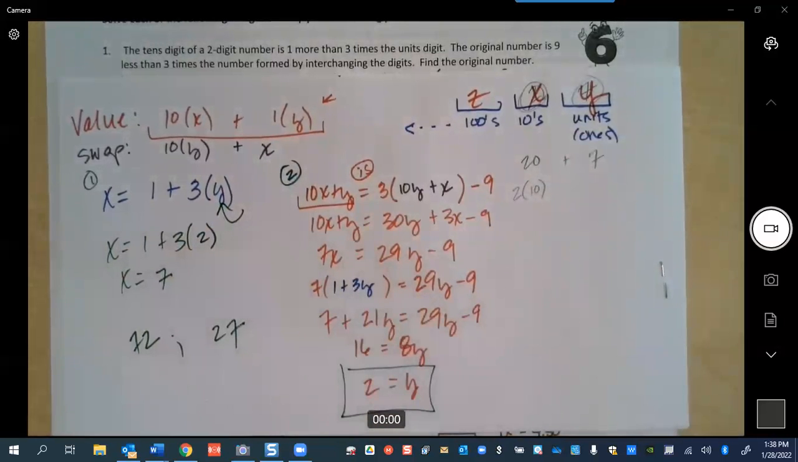And I can go back through and I can make sure that my tens digit is 1 more than 3 times my units. That works. The original number is 9 less than 3 times this. So multiply this and add, right? And see if that works out. It should work out. Does that answer your question?